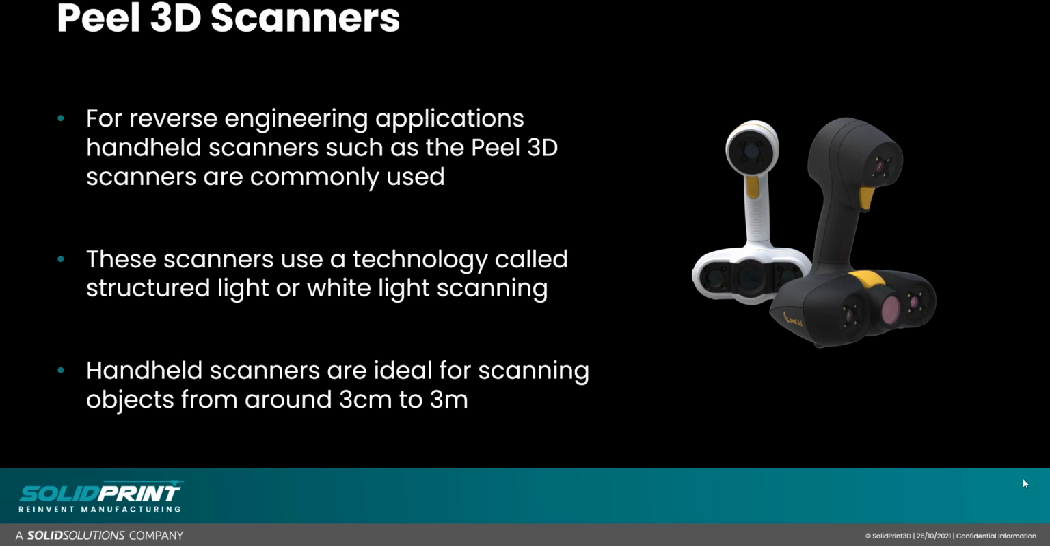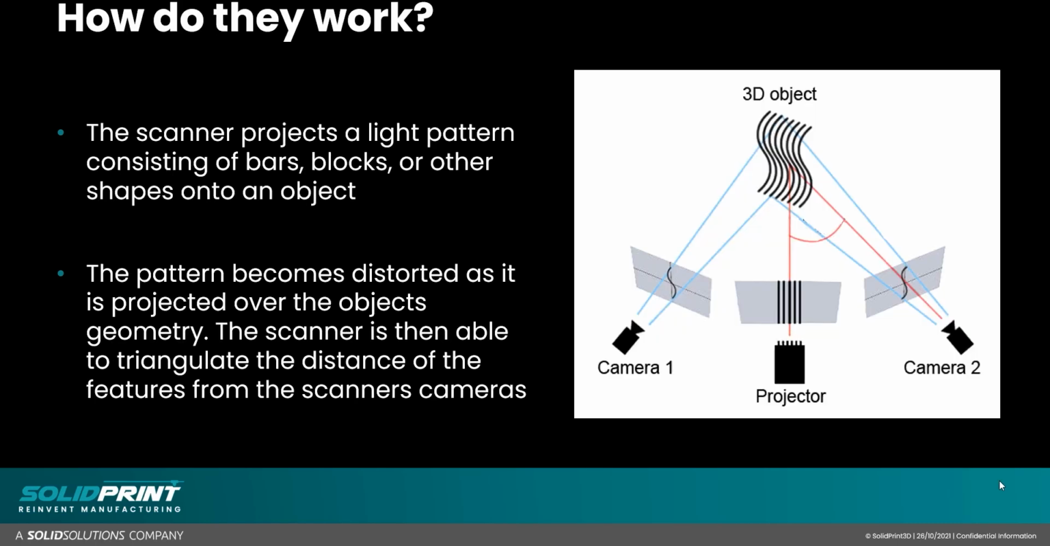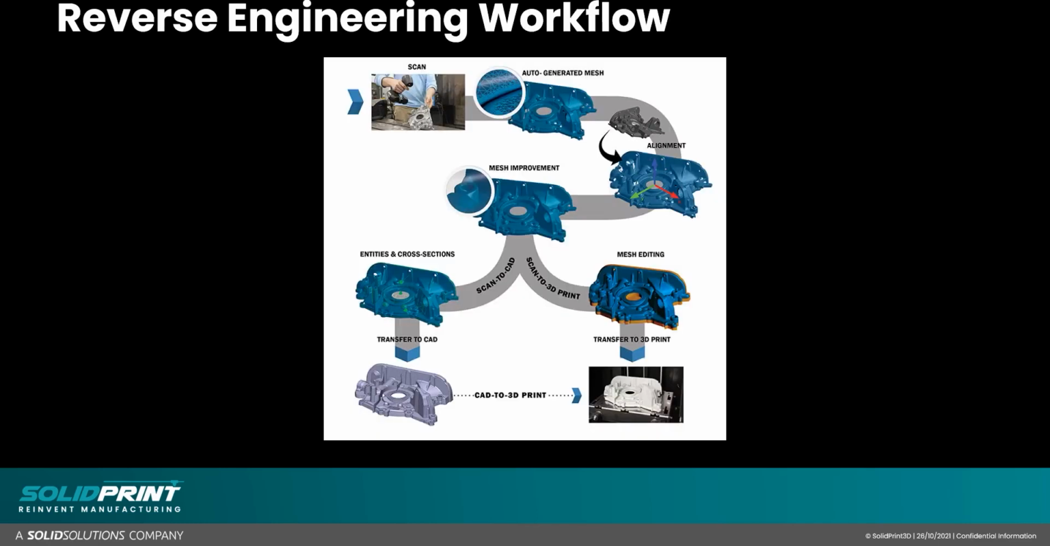On the next slide, we're just going to have a look in a bit more detail as to how this actually works. A structured light or white light scanner typically projects a light pattern consisting of a series of lines or a pattern that often resembles a QR code over the object's geometry. As this pattern becomes distorted, the scanner is then able to triangulate how far away those features on the object are based off the cameras and sensors on the scanner.